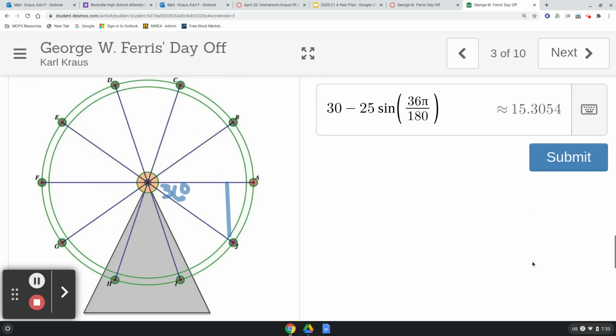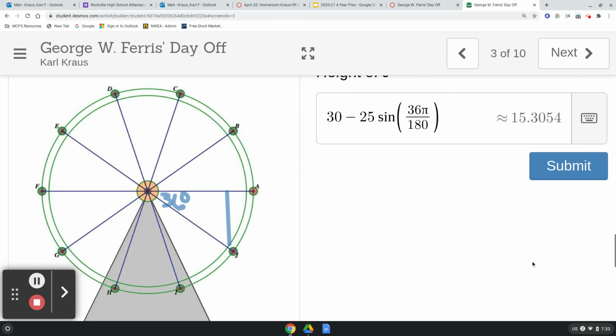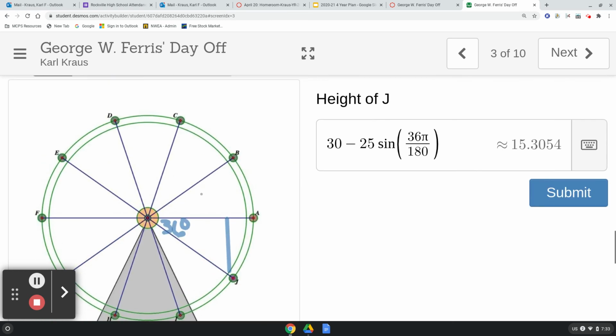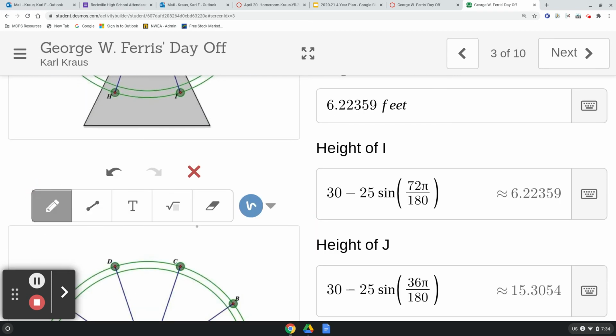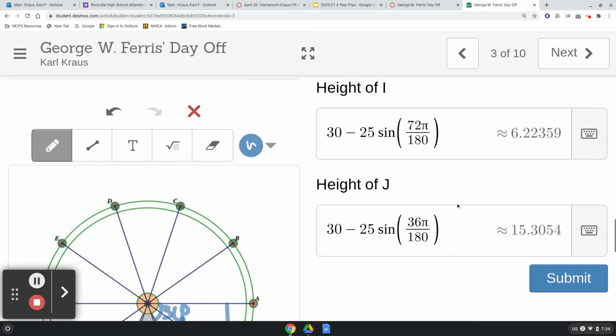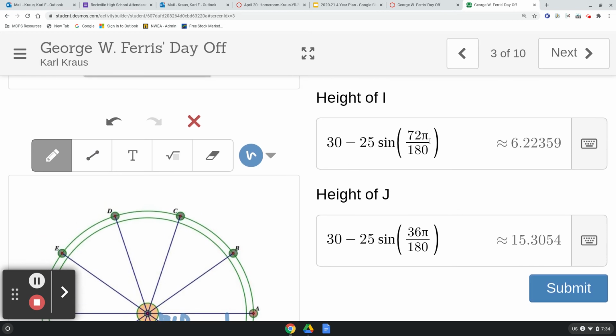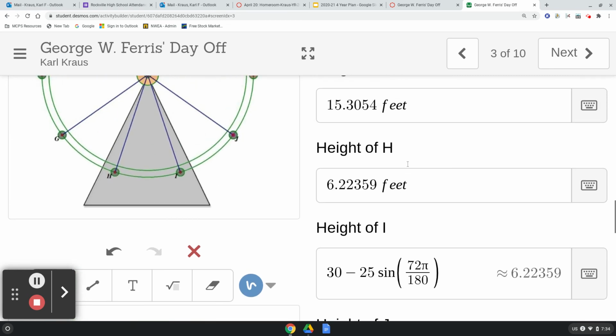And then to find I, we could drop this perpendicular here. Let me get the line segment tool. So this angle would be 72 right here. I'll use the pencil. So that angle from there to there is 72 degrees. So you do 30 minus 25, 72 pi over 180 is 6.22359, which is the same as H.